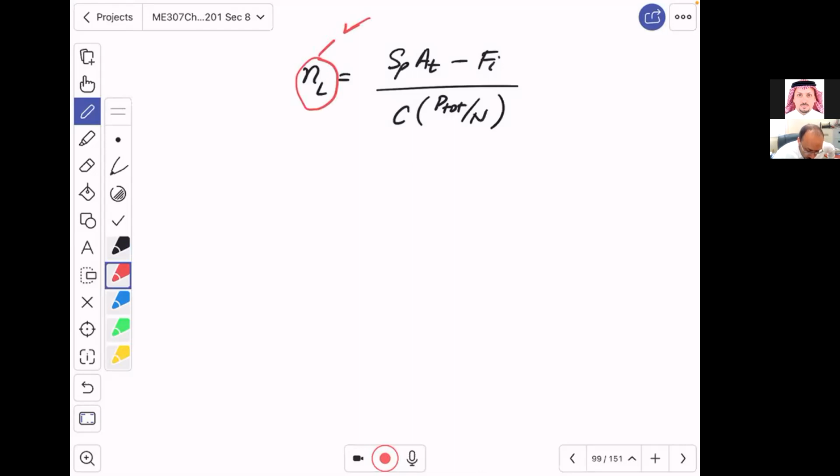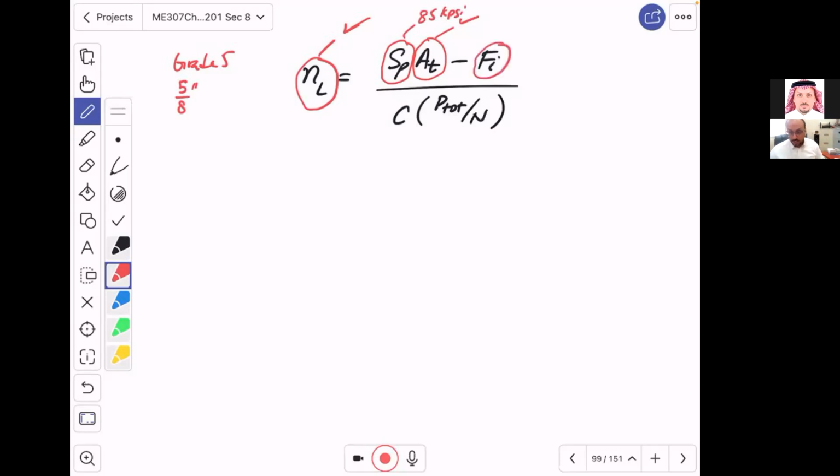What is At? I obtained the At from the table. I didn't calculate it. Now, what is Sp? We know that this is a grade 5. And by knowing that this is a grade 5, and by knowing that this is a diameter of 5/8 inches, knowing these values will tell me what is the proof strength, which turns out to be 85 kpsi. Okay, now what is Fi?